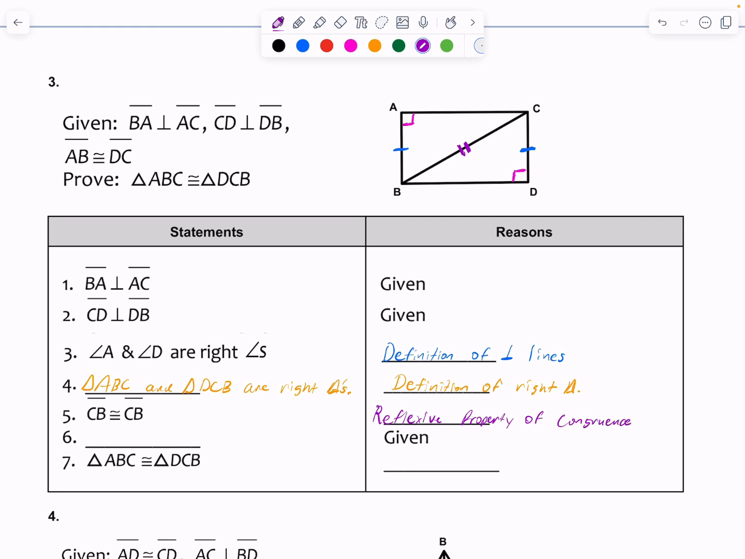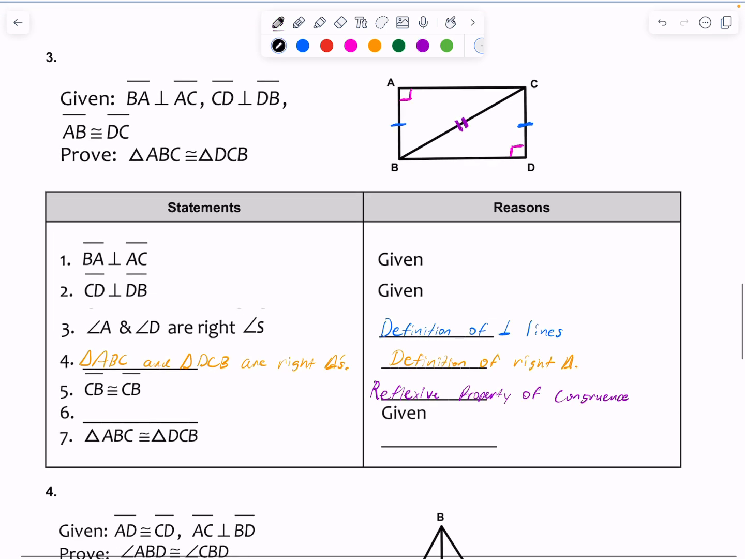All right, now we have another given here, which the one that we haven't used yet is this segment AB. Even though I've marked it, segment AB is congruent to segment DC. Let me try this again. There we go. All right, so that's our last given.